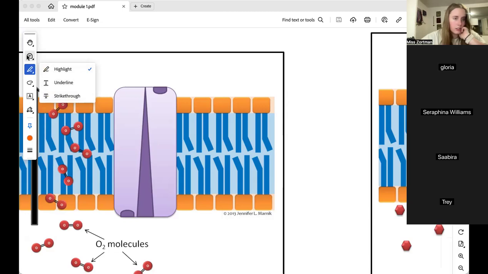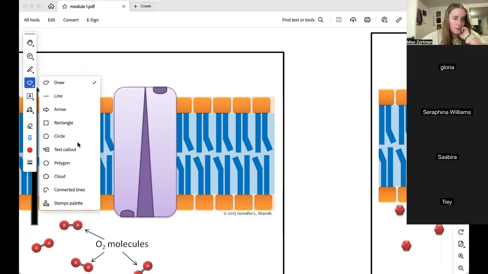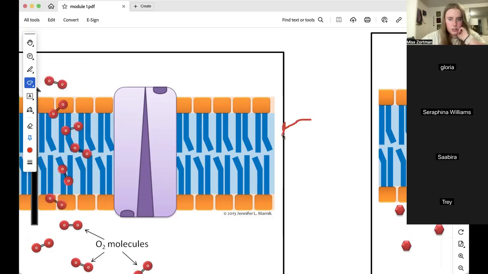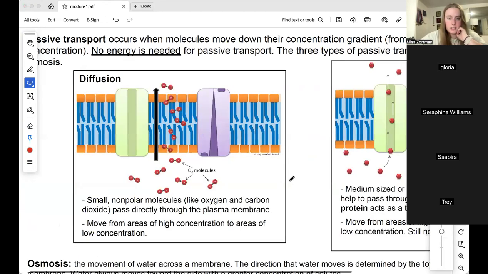That says highlight. Maybe. Oh, there we go. Okay, so I can draw now. So we have, oh gosh, I'm writing on a keyboard. So we have our bi-layer. This is when I wish I was doing this on an iPad. Okay, you can understand what that says.